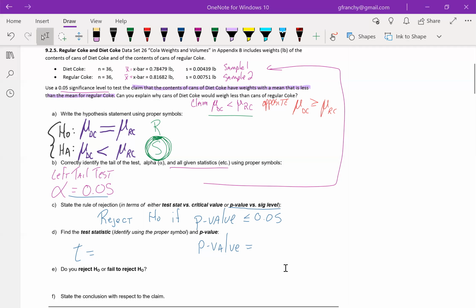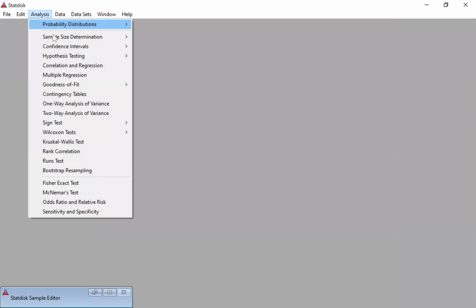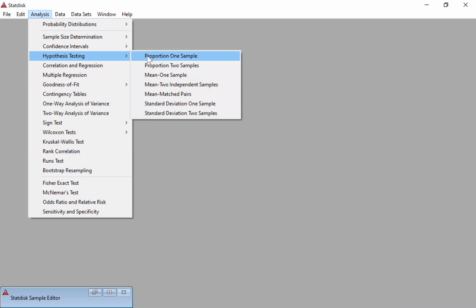So now we're ready to go ahead and bring everything over into StatDisk. So let's go with a new share, head on over to StatDisk here, and this is going to be analysis, hypothesis testing, and when we're working with means, there's two possibilities. Now, we're looking at a collection of cans of regular Coke, a collection of cans of Diet Coke. Is there any inherent pairing of why the first can from one group would be equivalent to the first can of the other group? No, there's not. This is an independent sample. Also, if they give us summary statistics, we know that we're going to be working with independent samples as well.